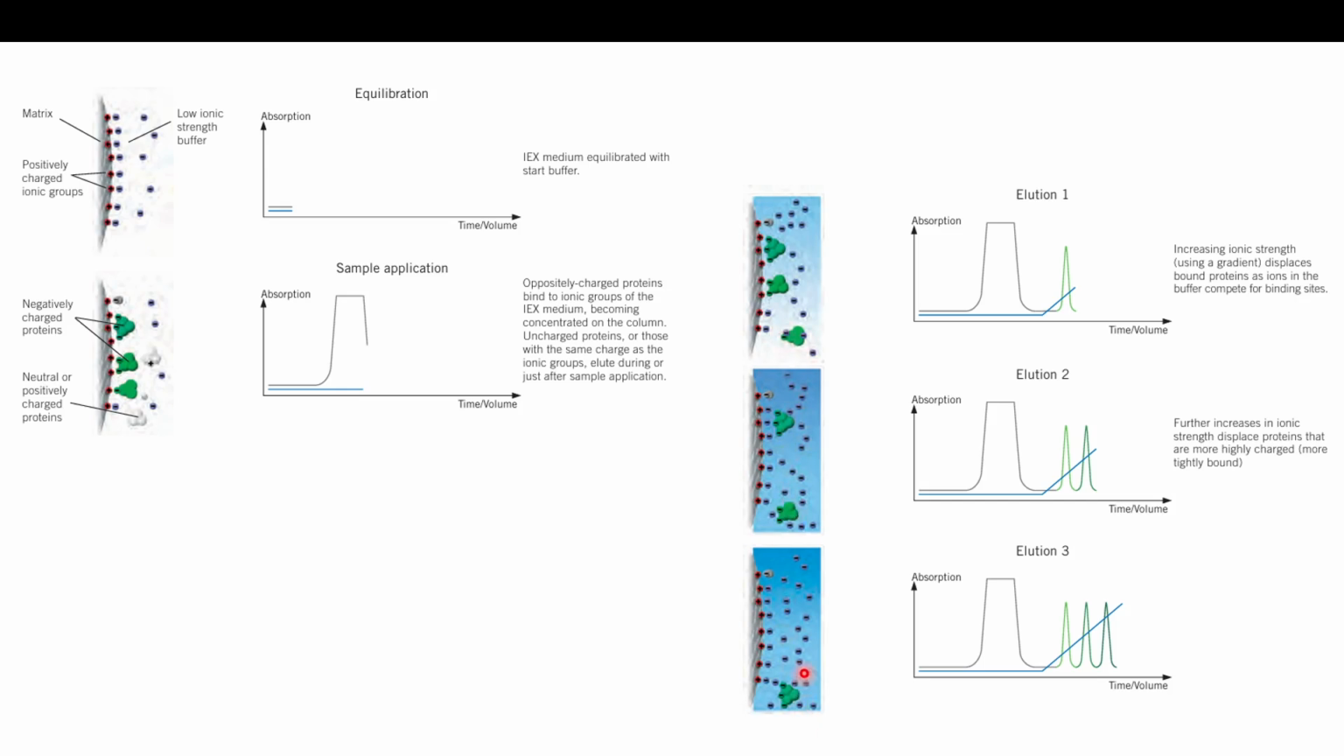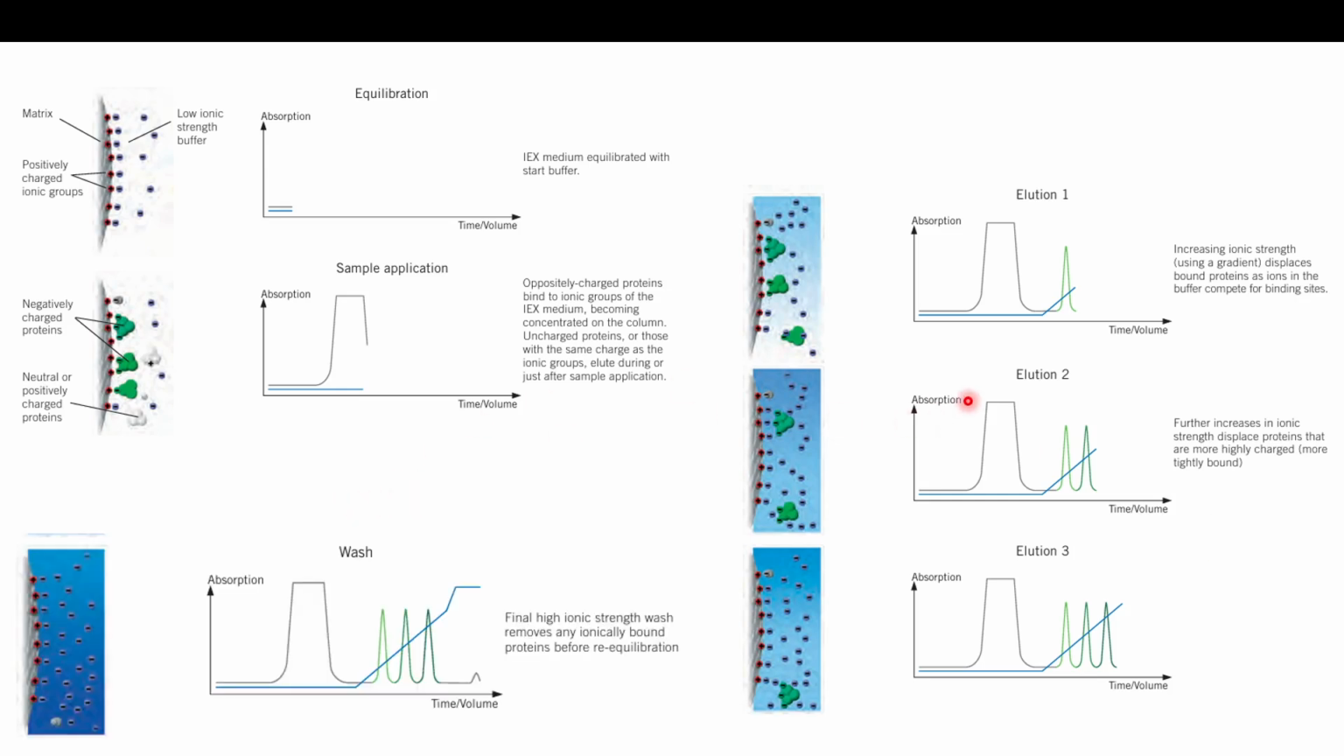this green one here, will eventually elute out of the chromatographic column, and you will have your molecule of interest. So increasing the ionic strength displaces the bound proteins, as ions in the buffer compete for binding sites. These blue ones are competing with the protein for binding sites onto the positively charged matrix. Further increases in the ionic strength actually displace the proteins that are more highly charged or are tightly bound.